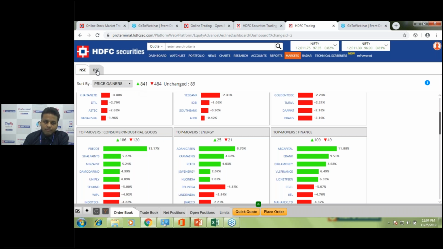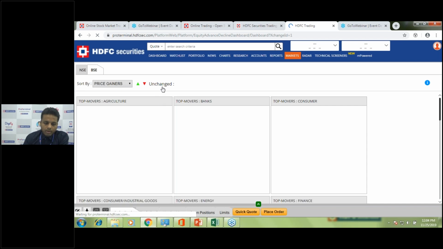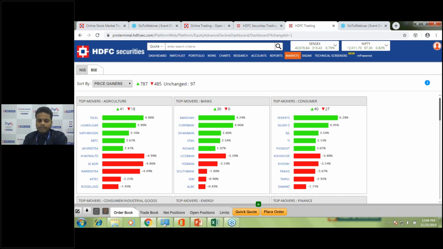You can also do the same for the BSE, and you can check for the BSE stocks what the advances and declines are in the BSE exchange. So you can see in BSE the number is comparatively lower. 787 stocks are trading higher than the previous close, and 485 stocks are trading lower than the previous close.